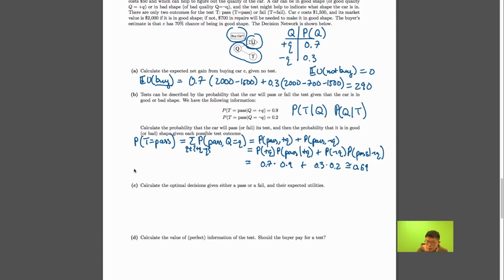Great. So what we're really interested in is the probability of q given t. The probability that a car is of good quality, given that the test passes, I'm going to use Bayes' rule here, is this joint divided by the probability of passing. And luckily, we computed this joint earlier, which is just 0.7 times 0.9, divided by the probability of passing, which we also just computed, 0.69. And this is approximately 0.91.